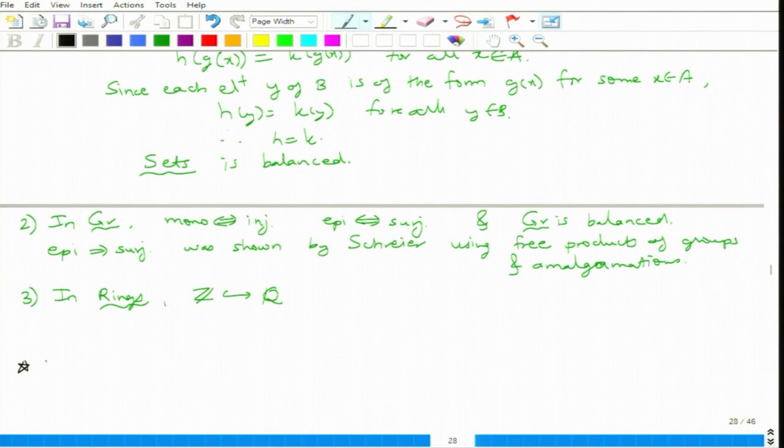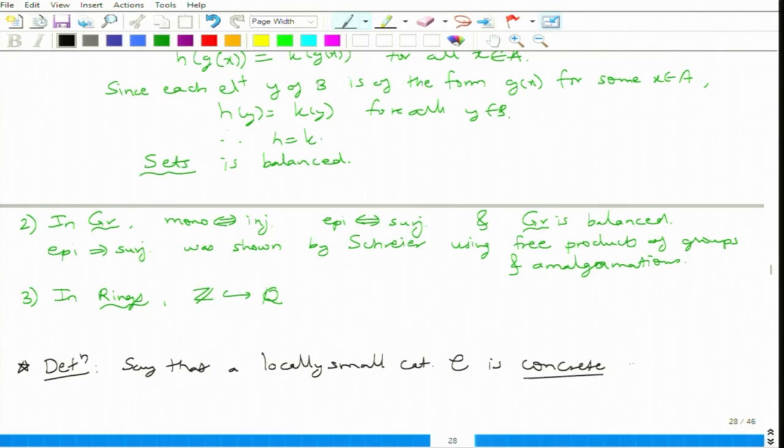So this is the definition. Say that a locally small category C is concrete if there is a faithful functor U from C to Sets. I couldn't do it earlier because I had not defined faithful.